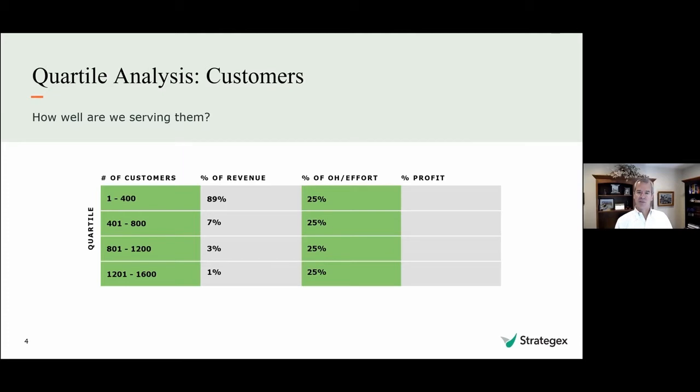Well, with 89% of your revenue in quartile 1 and 25% of the effort, we generally see at least 150% of total organizational profit in quartile 1. The profit in quartile 2 is at best break even. In quartile 3, you're definitely losing money. In quartile 4, you're losing a lot of money.